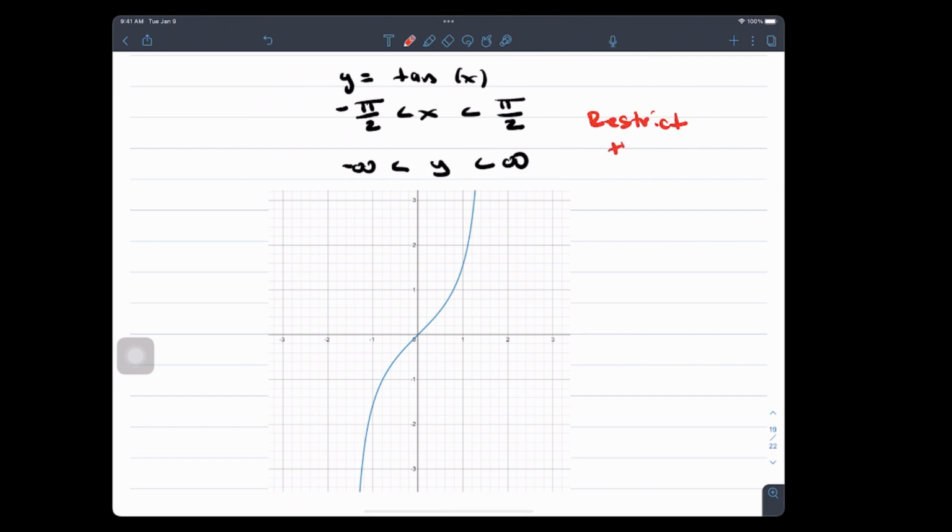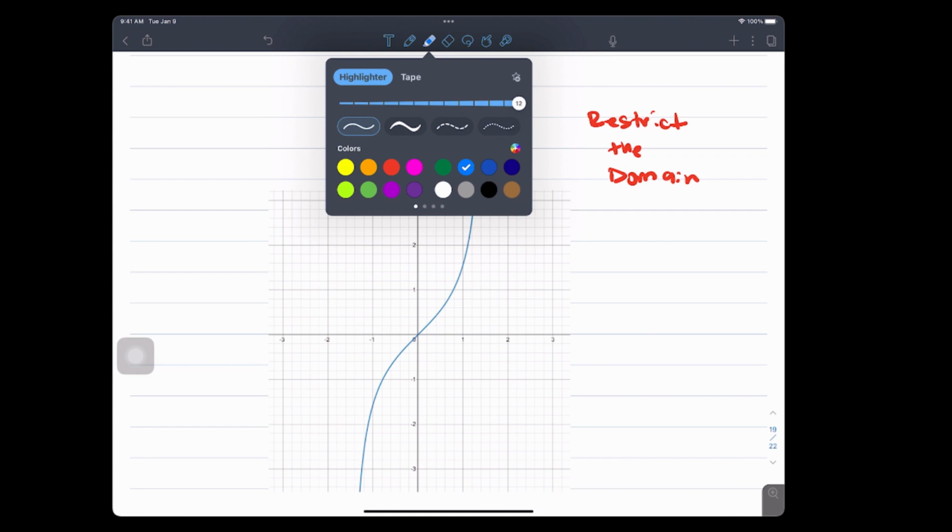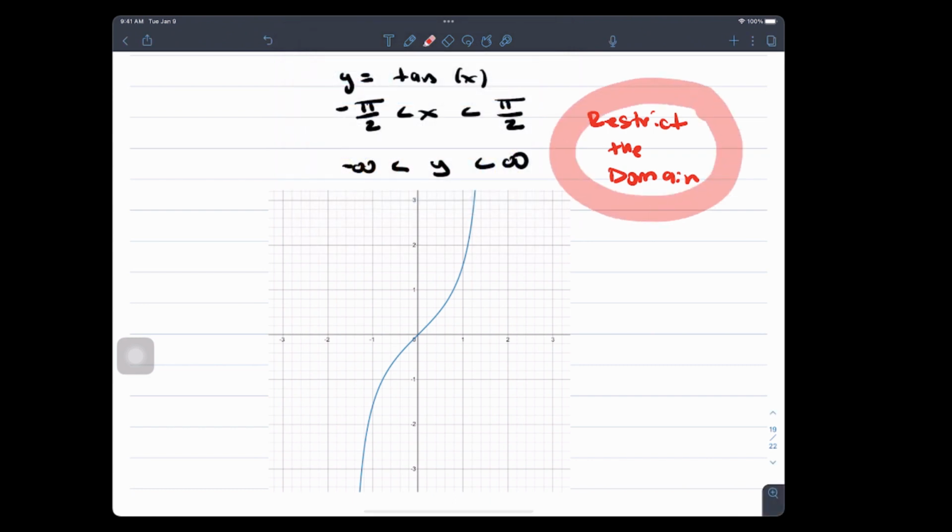But I want you guys to know this extremely important fact here. Okay, it comes from restricting the domain here. That if you really noticed, your values of x or theta, because sometimes we call it theta, they're between negative pi over 2 and positive pi over 2.